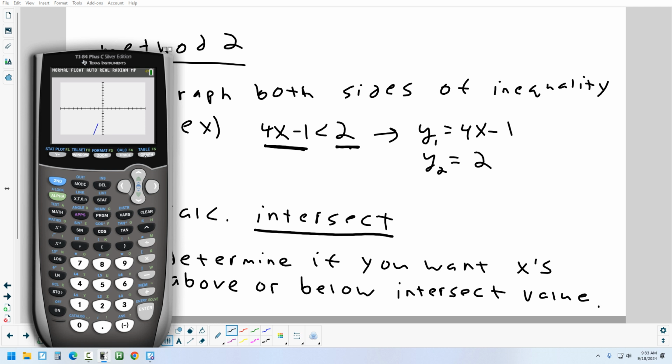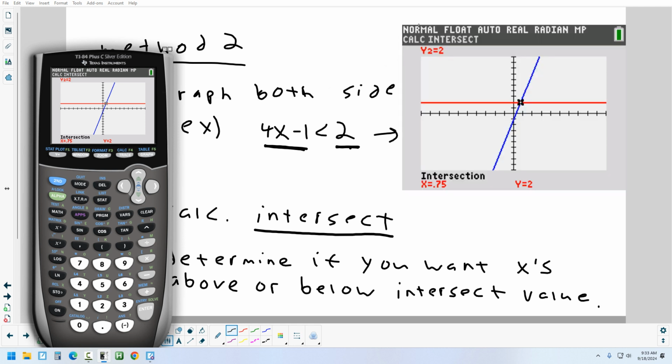Okay, so there's my slanted line. There's my horizontal. And we're trying to look for where the blue line is under the red line. So the first step is to see where do they cross. Second, calc intersect. All right. So they cross at 0.75.